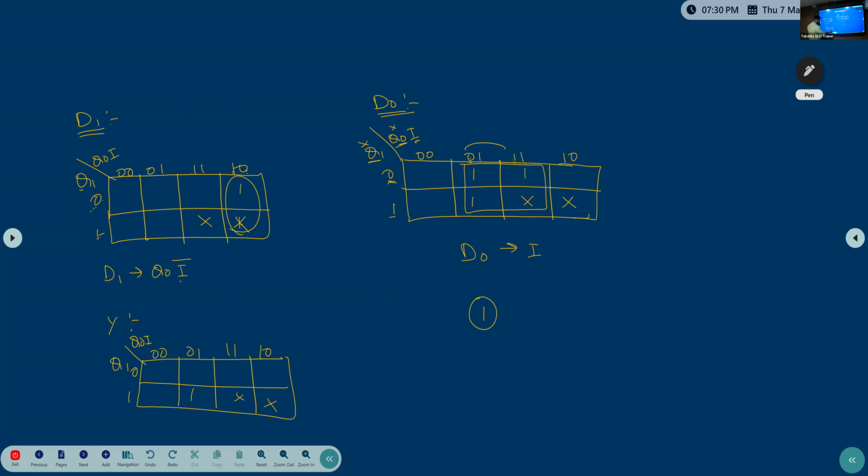So then I can map these two, right? If I map these two, what will I get? Output Y equals... what is the common? Q1. And in this, what is the common? Q1. And in this, what is the common? I. So Q1 I will be the output Y equation. Clear? Q1 I.